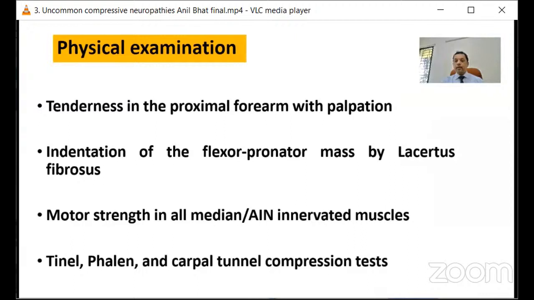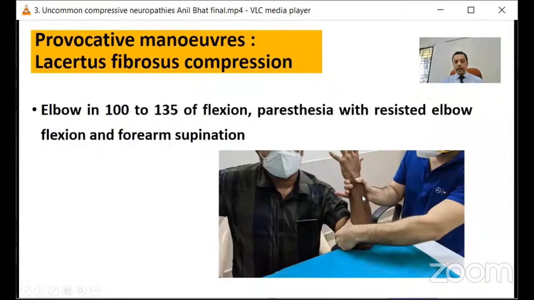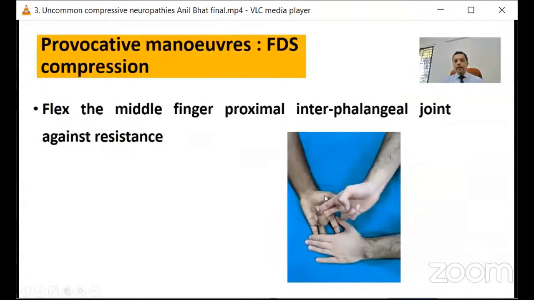This is a pronator compression test, always compared with the normal side. This is a pronator teres compression: you do pronation against resistance between 0 to 45 degrees of flexion. This is for lacertus fibrosus: you flex the elbow to 100 to 135 degrees, again with paresthesia on resisted elbow flexion and forearm supination. And this is for the middle finger PIP joint against resistance for FDS compression.